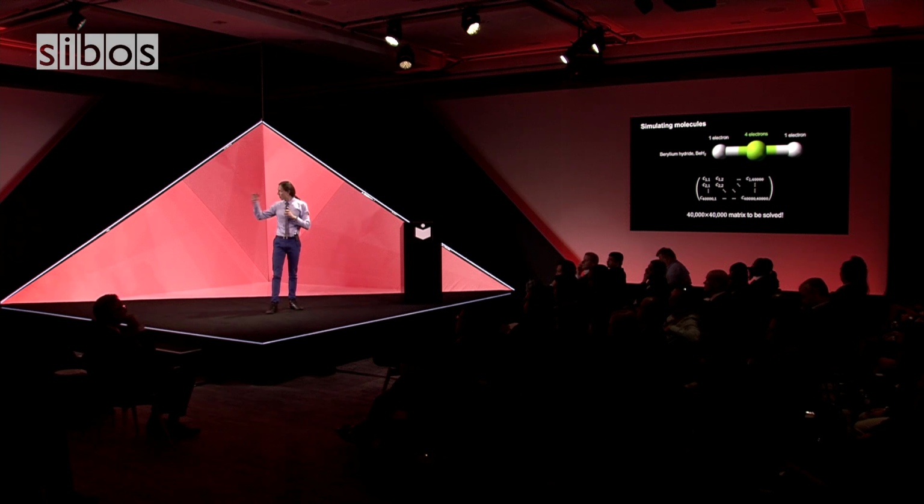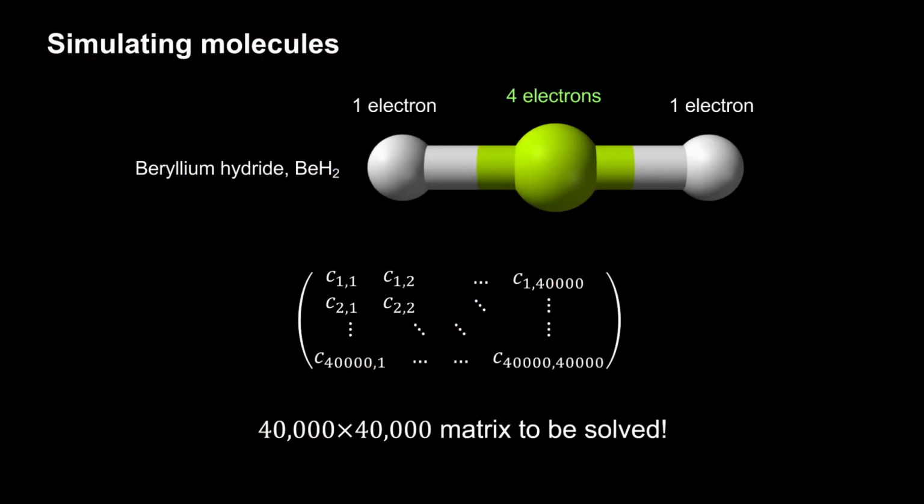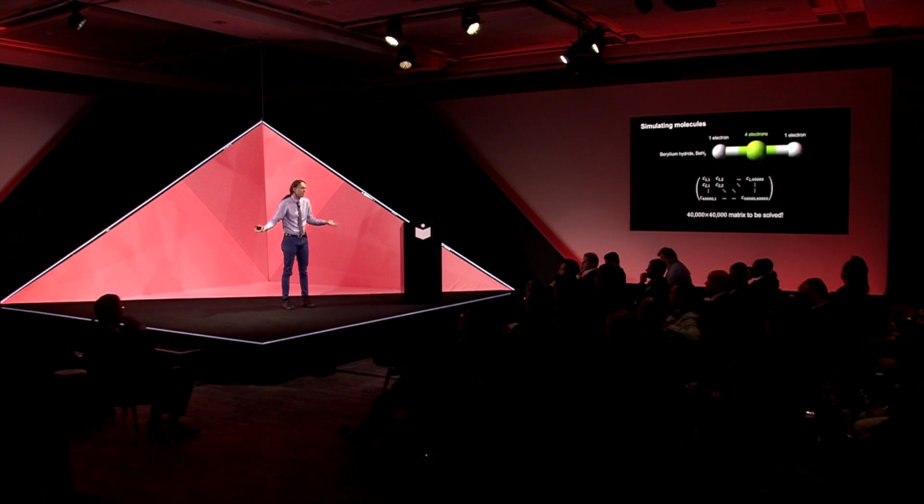Now, for reasons I won't go into, if you actually did the full quantum mechanical calculation of the energies of each one of the possible configurations of the electrons in this molecule, you would have to solve a 40,000 by 40,000 matrix. This can be done, but it's a heavy calculation already.